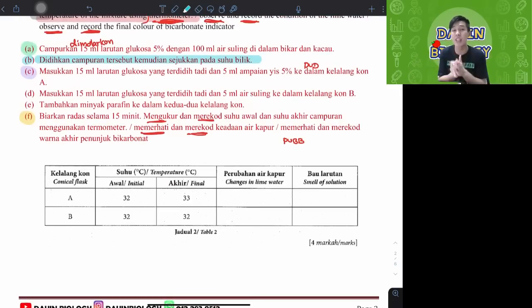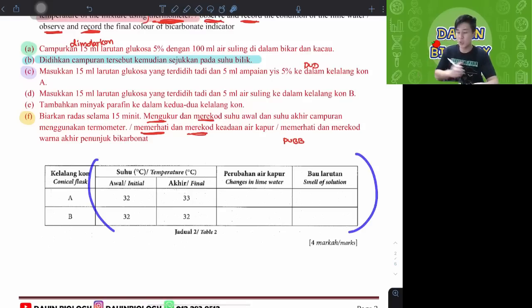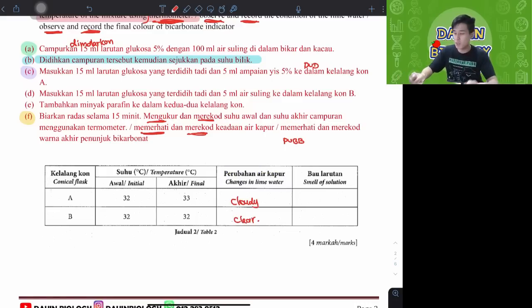Once again, depending on what your responding variable is, you record different kinds of observation. If it's changes in lime water, of course, the one with fermentation will become cloudy, and the other will remain clear. Smell, I don't think we're going to use this one. Temperature, you can see one increases, one remains the same. If it's the bicarbonate indicator, one turns yellow, one remains unchanged.